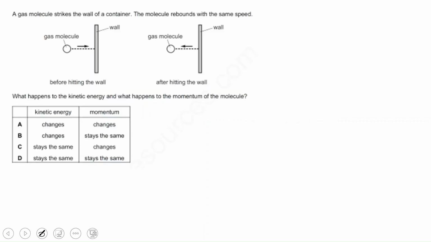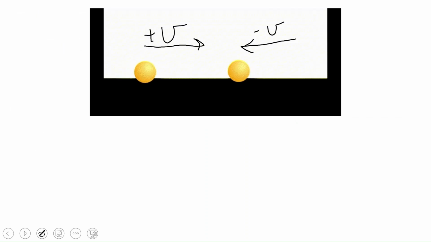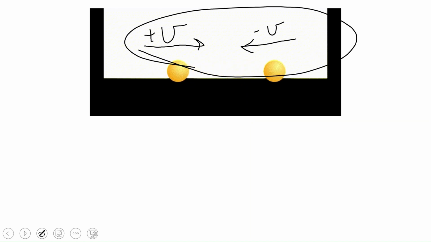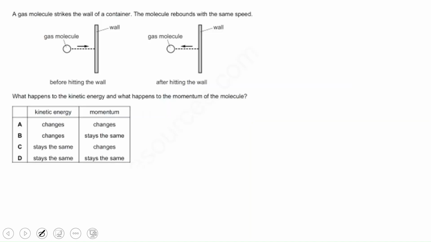Now, I have a question over here, and this question relies heavily on the fact that when it comes to velocity, direction matters. So a gas molecule strikes the wall of a container, and the molecule rebounds with the same speed. What happens to the kinetic energy and what happens to the momentum of the molecule? So let's start with kinetic energy. What is kinetic energy? Well, Ek is equal to mv squared divided by 2, or mv squared into 1 by 2, same thing. Now, if you look at this one, the mass of the gas molecule is unchanged because you're not told anything about it.